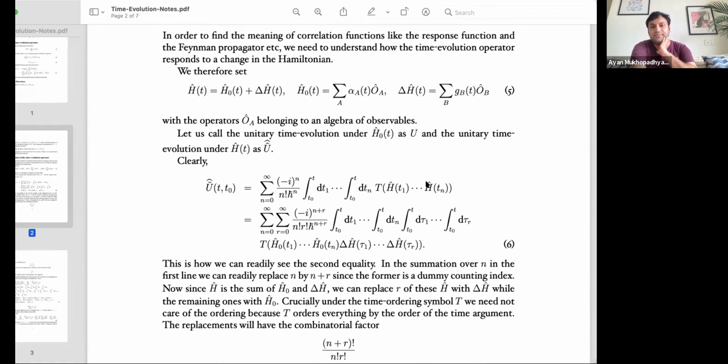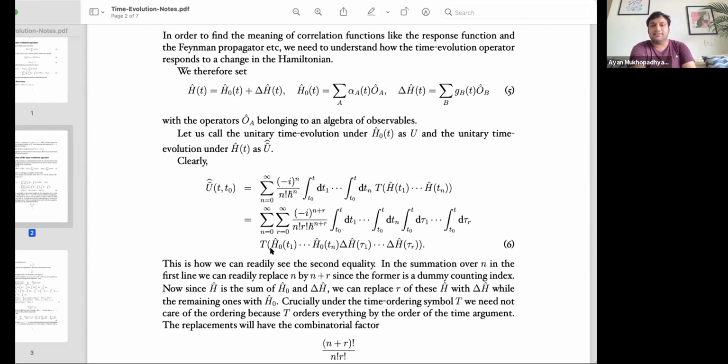And now I'm opening this up, right? When I open this up, I will get either H0 or delta H. And I choose, say, n plus r of these. So n of them should be H0 and the remaining r as delta H. And then the time ordering is simply going to sort it. Under time ordering, everything commutes.